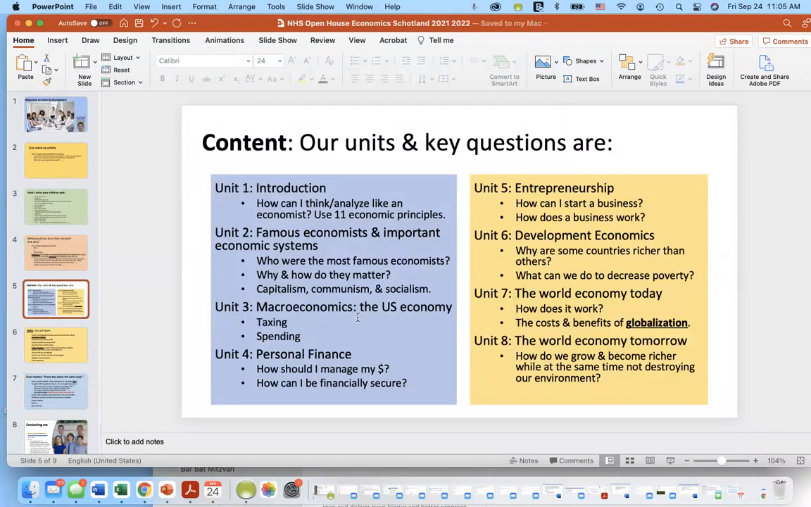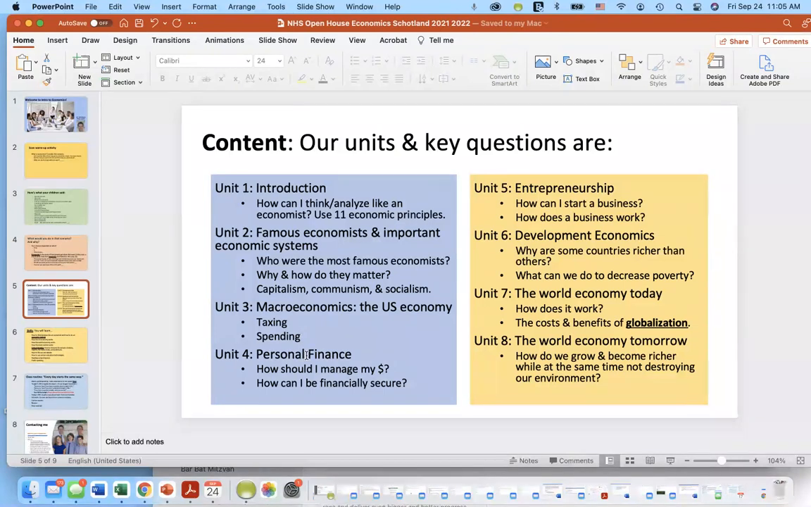Unit 3 is macroeconomics. We look at the US economy as a whole and we focus on taxes. Why do we have taxes? Who pays them and how much? Should taxes go up? Should taxes go down? What are the costs and benefits of that? We look at the income tax, property tax, sales tax, cap gains tax, etc. Then we look at spending. Now that the government has our money, how do they spend it? And we look at military spending, healthcare spending, social security, the debt, and the deficit. We have a lot of great debates.